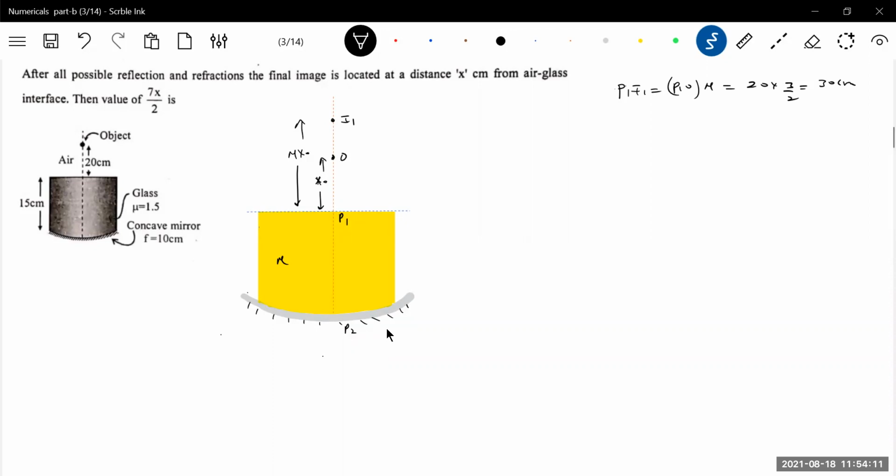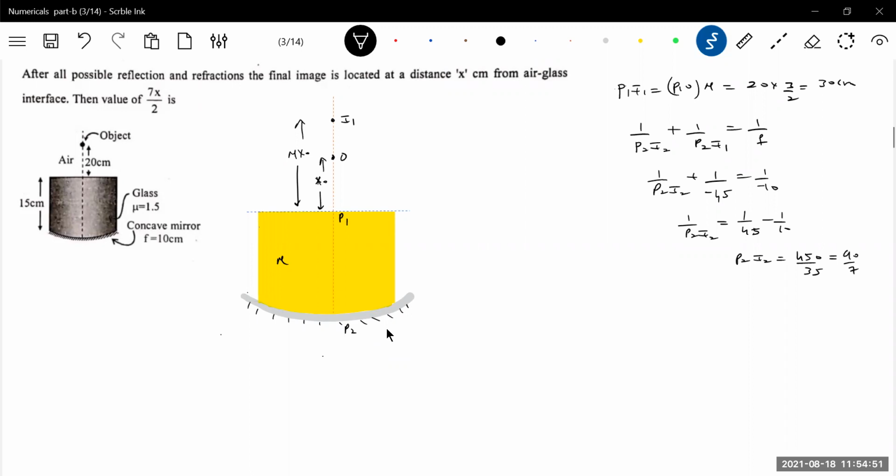Now we'll apply the mirror equation. 1 by P2 I2 plus 1 by P2 I1 equal to 1 by focal length. P2 I1 is 15 plus 30, 45, equal to minus 10. So P2 I2 is 90/7.